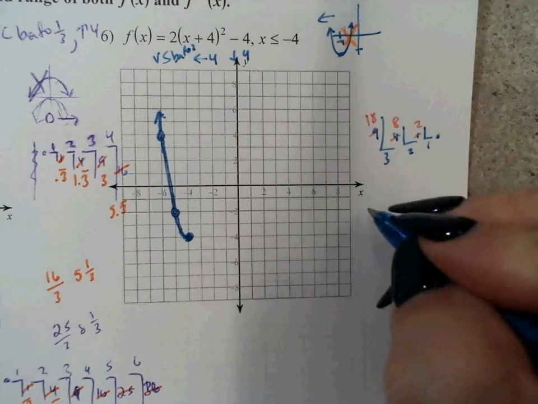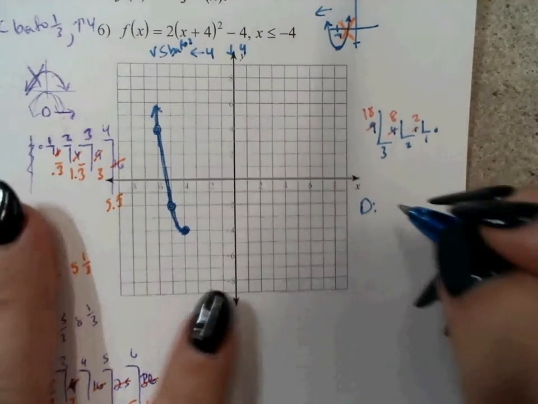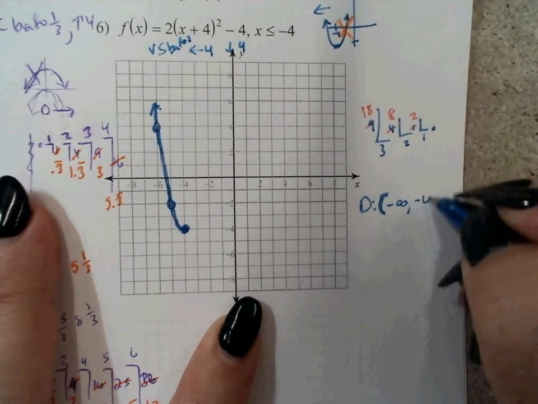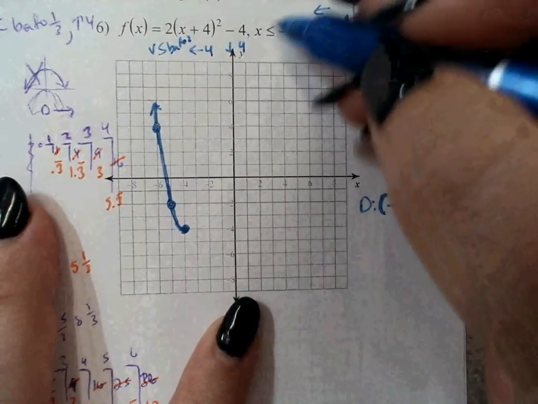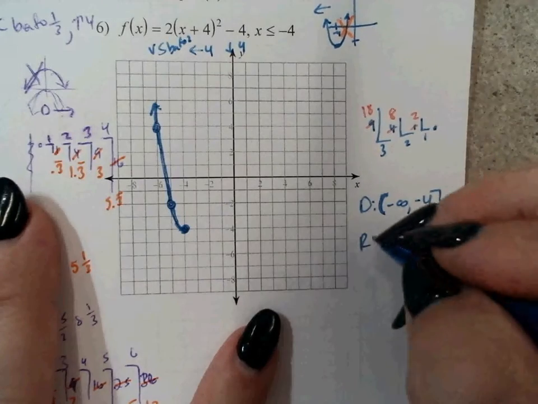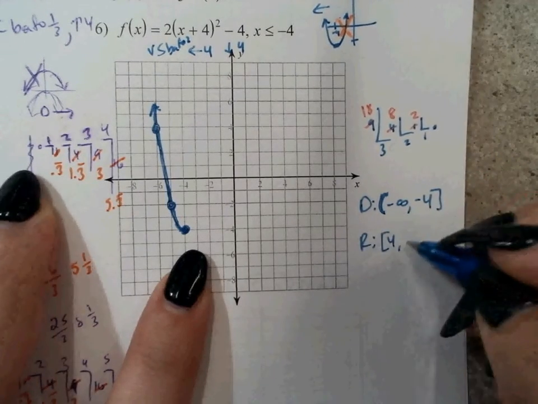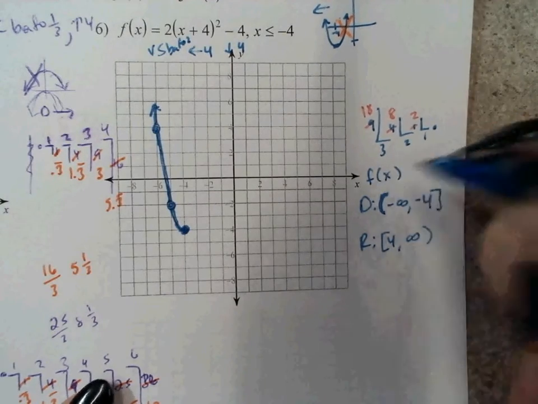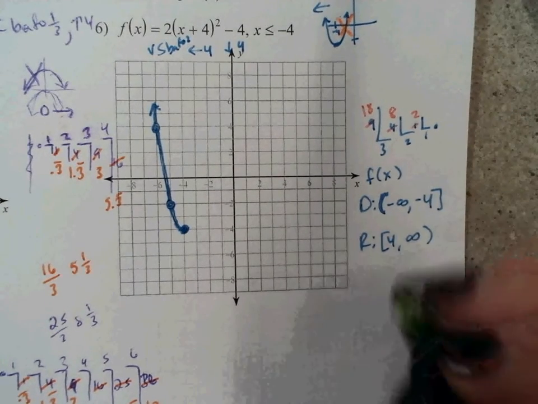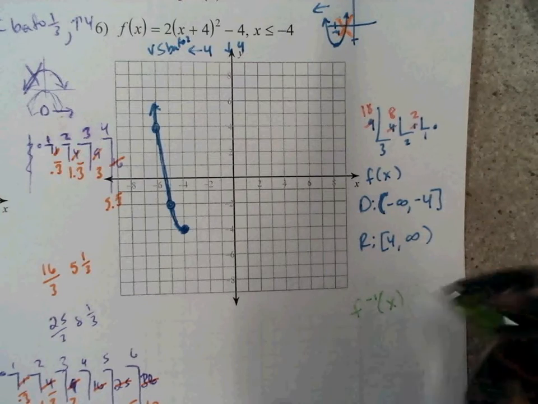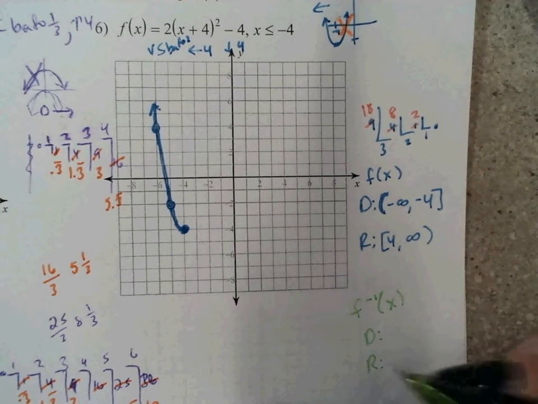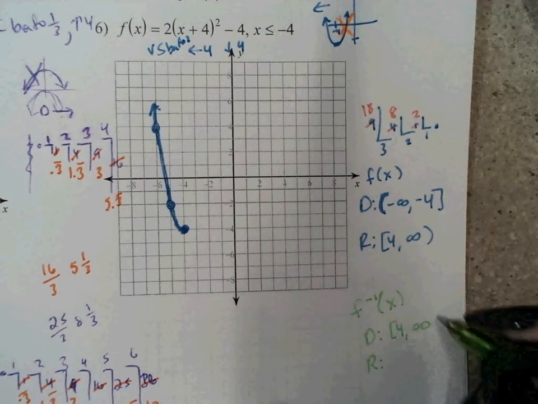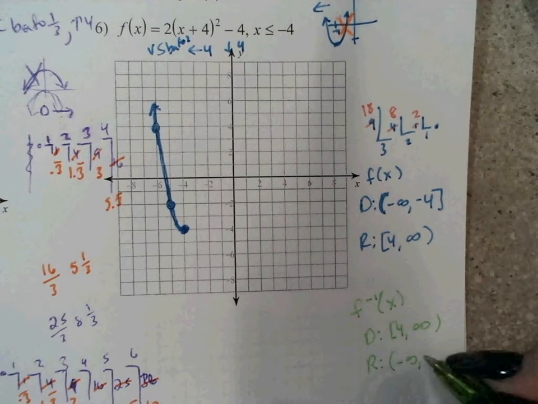Okay. So then my domain is going to be from -infinity until -4, because of that right there. And then my range is low to high. The lowest it goes is -4, and it goes up to infinity. So that's for f. So now my inverse, the domain and the range are going to be the flip of that: the domain is -4 to infinity, and the range is -infinity to -4.